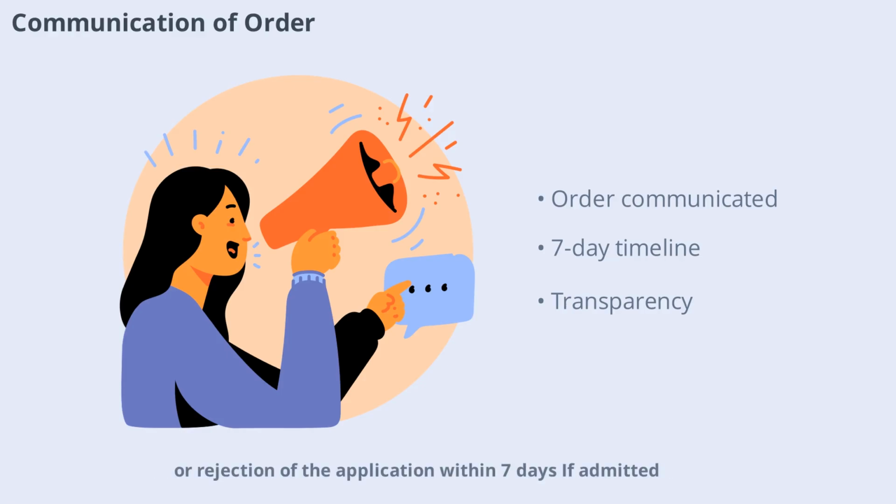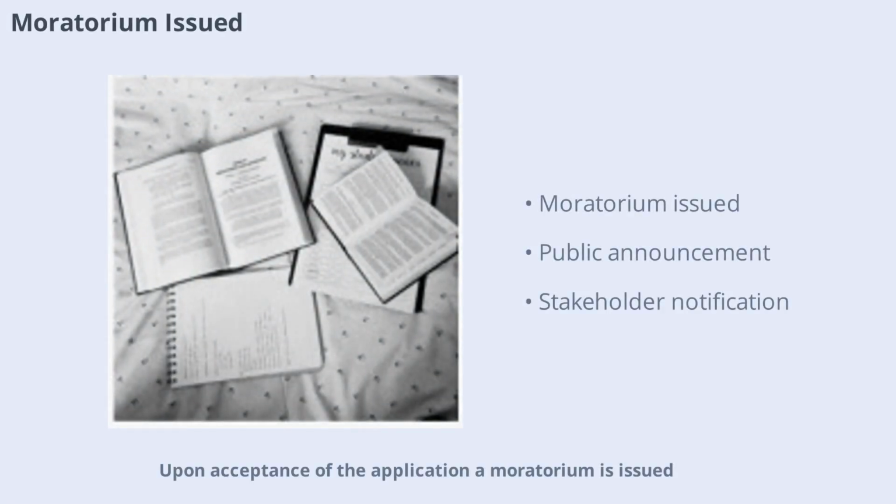If admitted, both the financial creditor and corporate debtor are notified. If rejected, only the financial creditor is informed. Timely communication ensures transparency and allows parties to prepare for the next steps in the process. Upon acceptance of the application, a moratorium is issued.